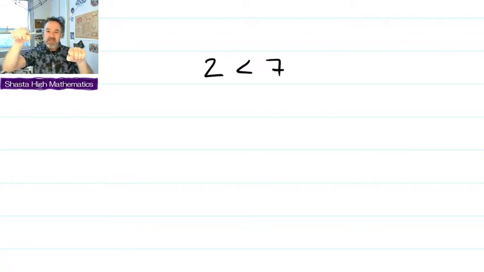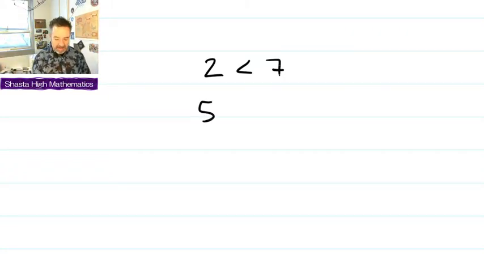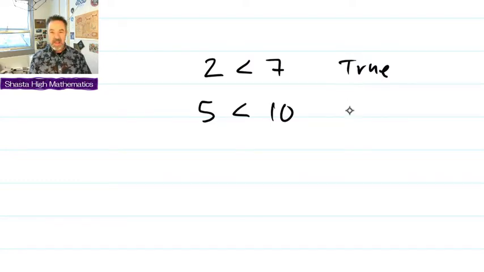If I take those numbers and I add 3 to both, if I kick both up by 3 units, they get bigger by 3. It becomes 5 is less than 10. Now, the first inequality was true. It is always true that 2 is less than 7. And when I increased both by the same amount, I had unequal things and I added the same thing to both sides. I got another inequality that was also true.